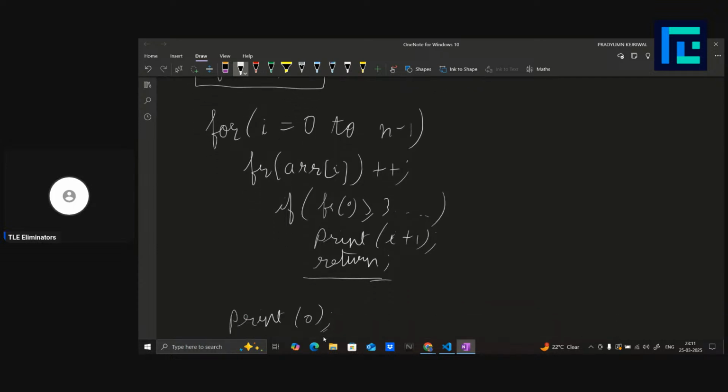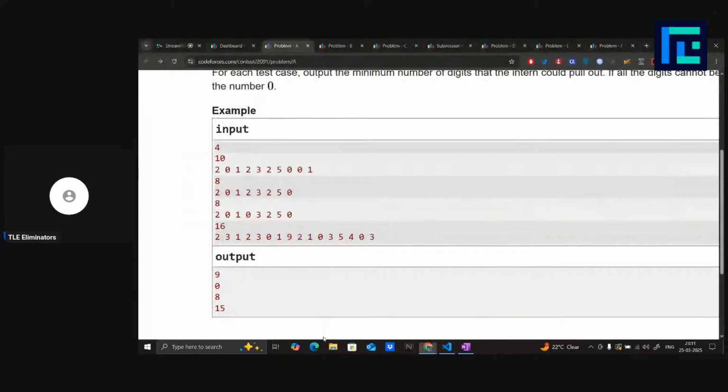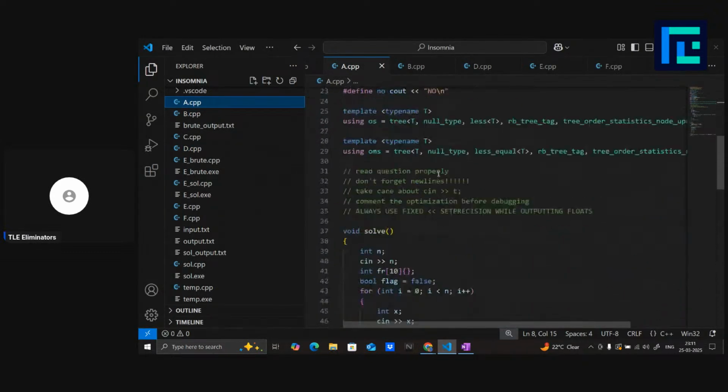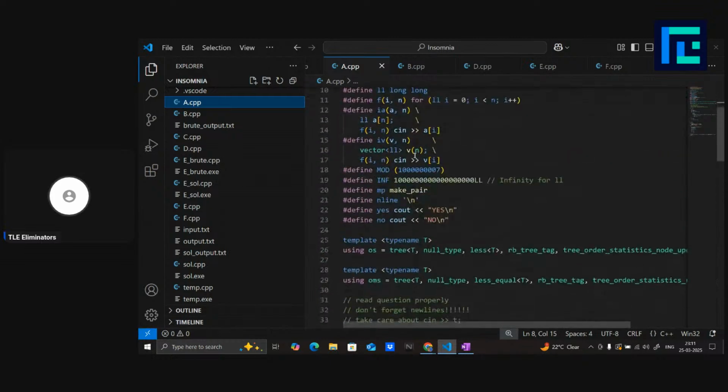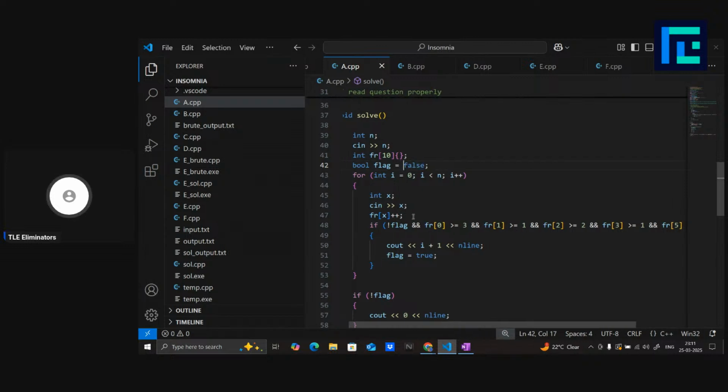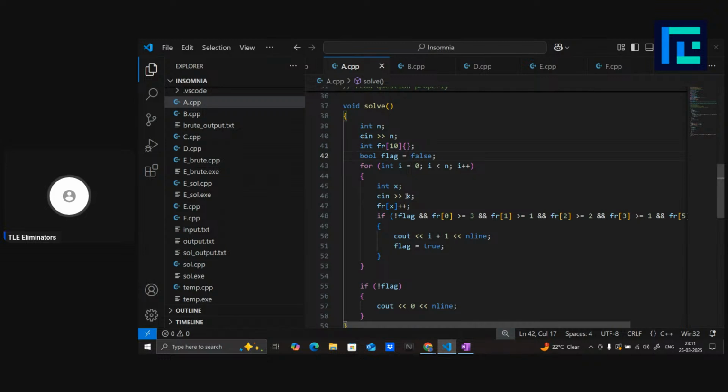So this is the pseudocode, but I'll just show you the code as well. Okay, so the code for A is this. So I have taken int n, cin n, int fr of 10. So fr of 10 is the frequency of all the numbers. Then I have a flag. The flag indicates whether or not I have found any number, right? Like whether or not I have formed my date.